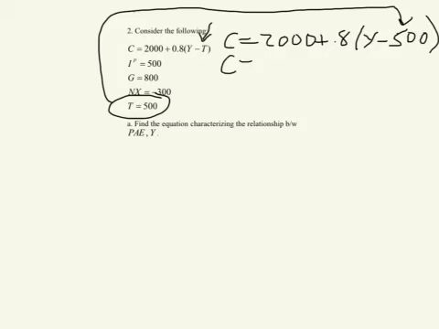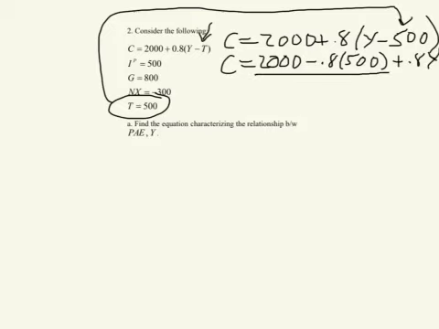So consumption is equal to 2,000 minus 0.8 times 500 plus 0.8y. So now I'm going to combine these two terms. So consumption is 2,000 minus 400, or 1,600, plus 0.8y. So that's the consumption as a function of income.